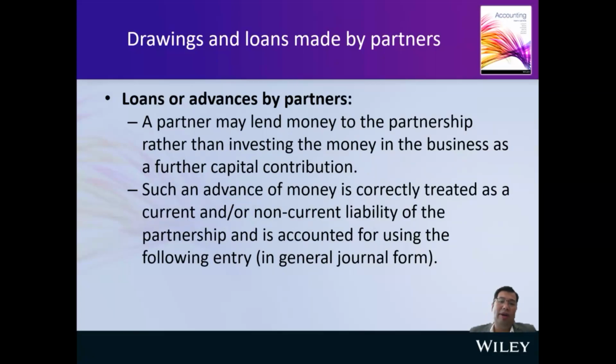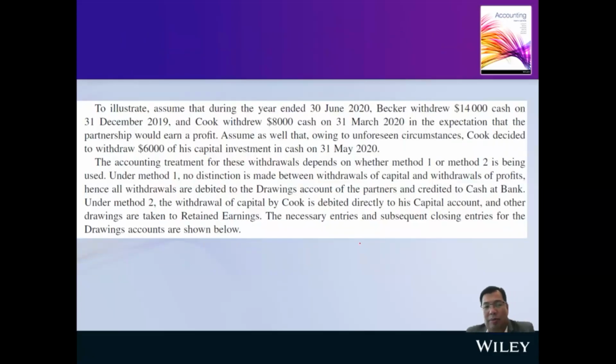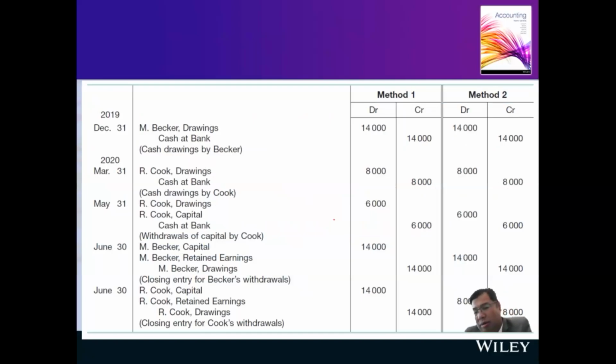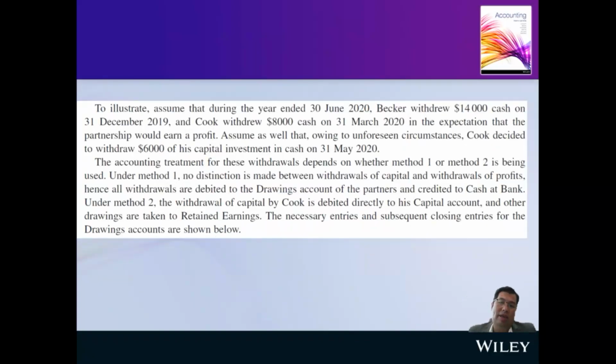How about a loan or advance by the partner? A partner may lend money to the partnership rather than investing the money as a further capital contribution. Such an advance of money is correctly treated as a current or non-current liability of the partnership and is accounted for using the following journal entries. How are we going to record that? We debit the loan receivable, the amount receivable from the partners, and credit the cash, maybe.